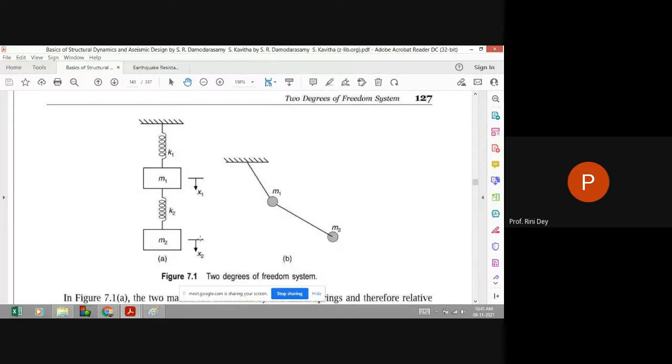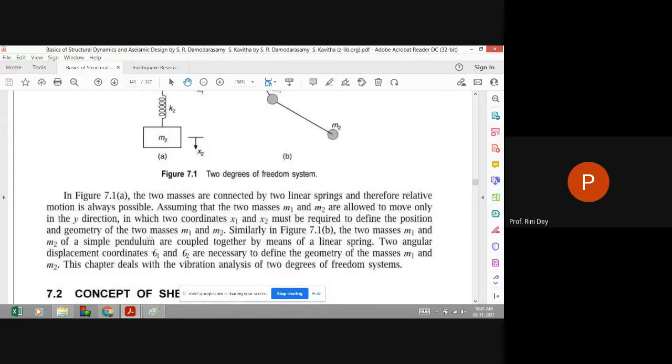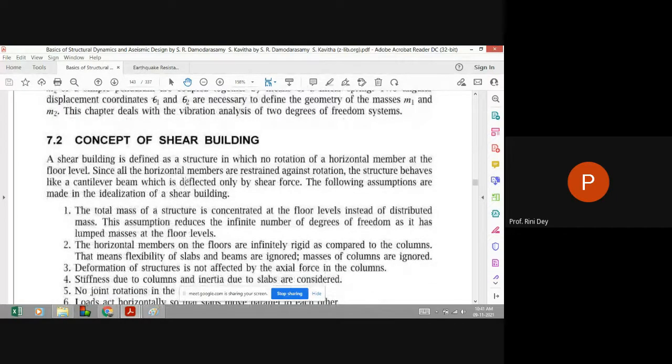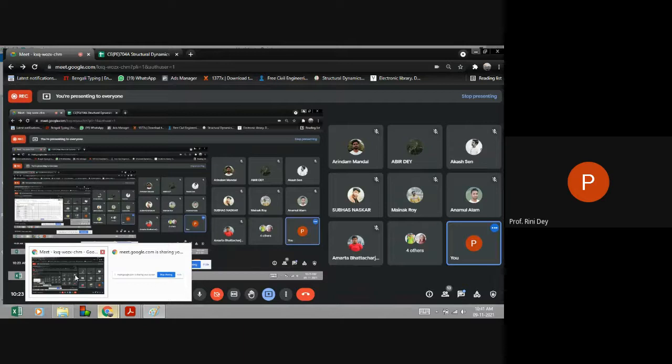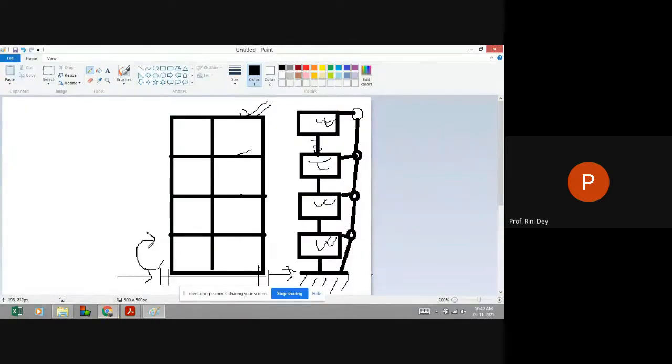So there is also a 2 degree of freedom system representation. Here, a shear building is defined as a structure in which there is no rotation of a horizontal member at floor level. This was our building, right? So at the floor level you cannot observe any kind of rotation. Then only the shear will occur at these individual floors, isn't it? So the condition is that the floor will not have any kind of rotational motion.